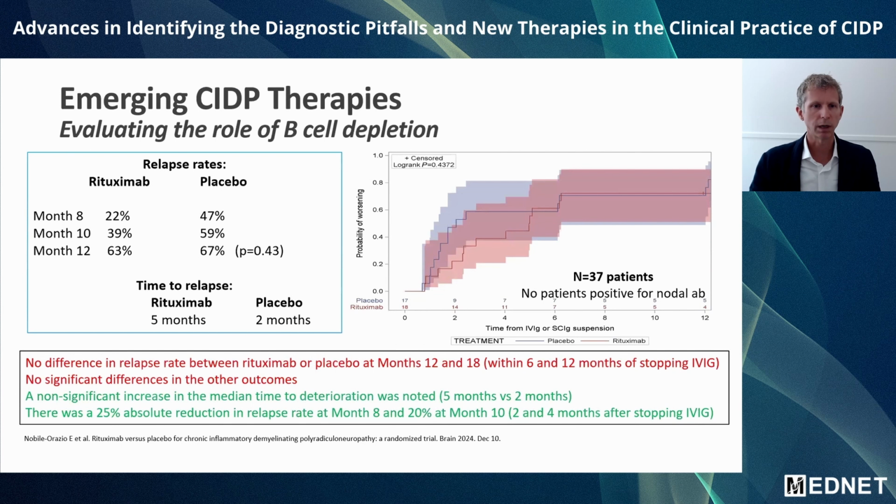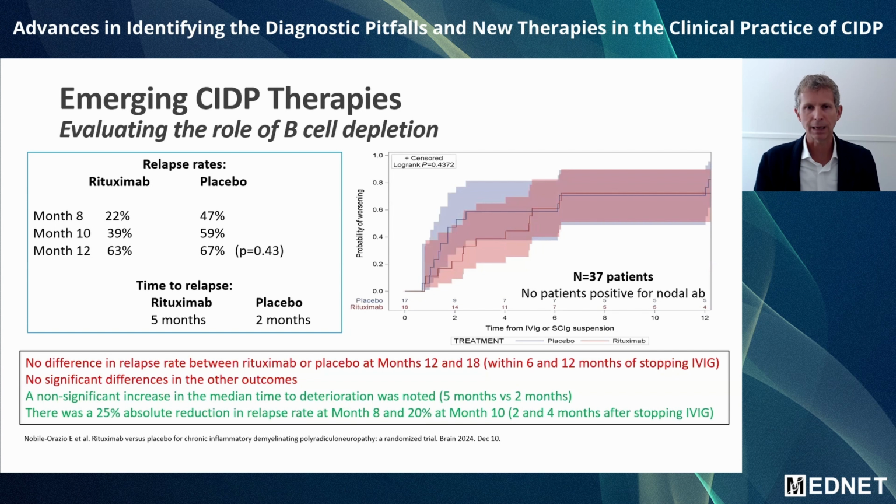The response rates at 12 months were essentially identical, 63% versus 67%. One interesting observation was the time to relapse in both groups, where patients on placebo relapsed on average 2 months after IVIG was stopped versus the rituximab group, which was 5 months. And if you looked at outcomes 2 months and 4 months after IVIG was stopped, they tended to favor the rituximab group. So although this trial was a negative trial, I'm not sure it closes the door completely on rituximab, or certainly not on B-cell depletion therapy.